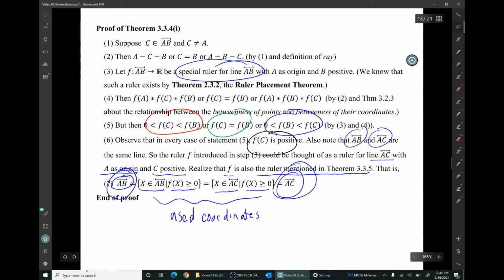So that's why I postponed proving this theorem from the previous video. That's why I postponed proving it until this video. Let's go on.